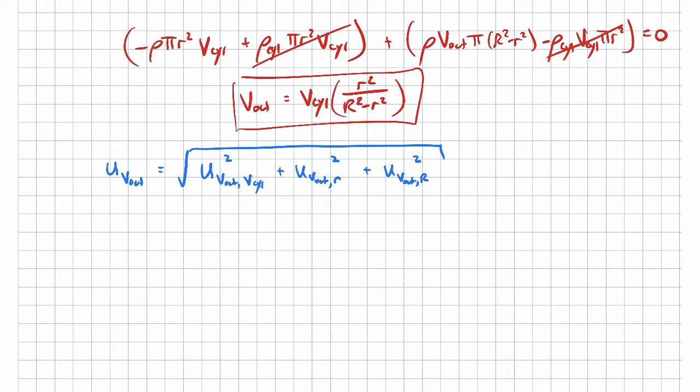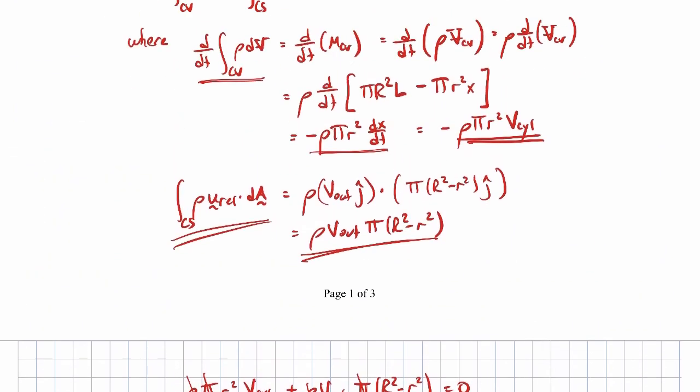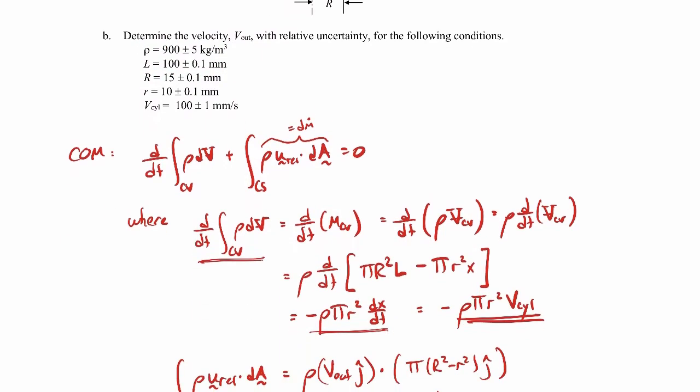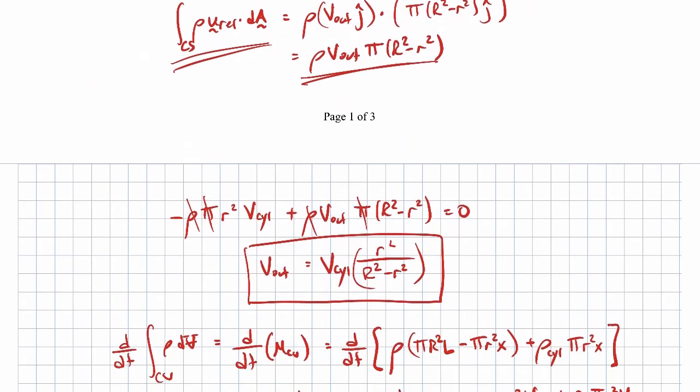Okay, and if you go up here for a moment, you'll see that in the problem statement, we're also given the uncertainty in L and the uncertainty in rho. Turns out that doesn't matter, right? When you look at our expression for V out, those don't show up anywhere in here, so those quantities don't make any difference to us.